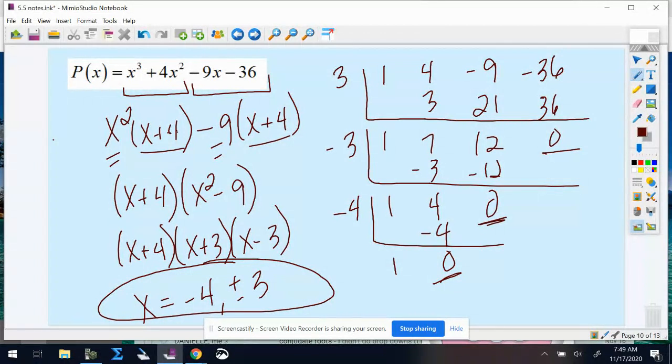So that's kind of where 5.5 is heading. It's going to take your factoring skills. It's going to take your synthetic skills and your graphing calculator to be able to find all of the zeros in different ways.